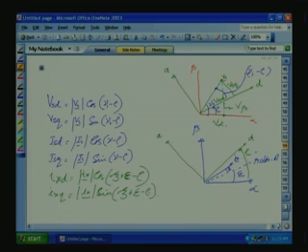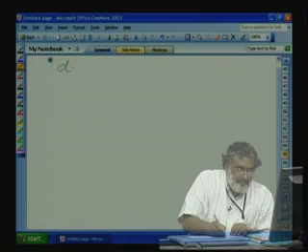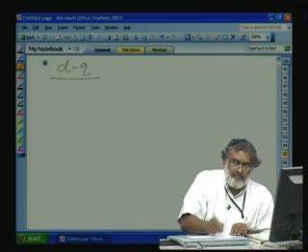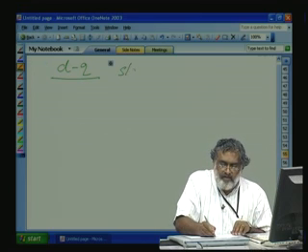Now let us bring our original equation to the dq axis. So let us take our stator equation first. Original stator equation in dq.